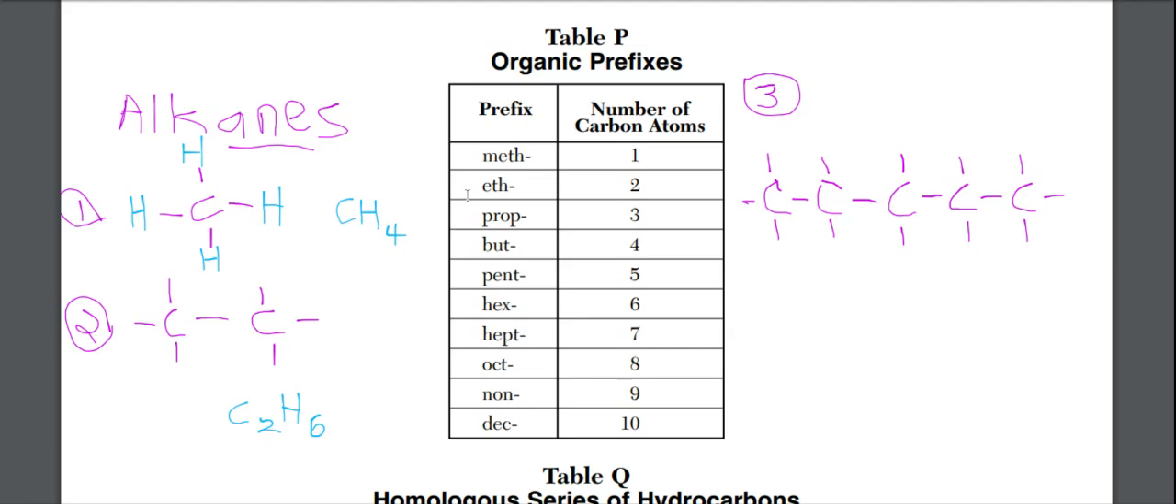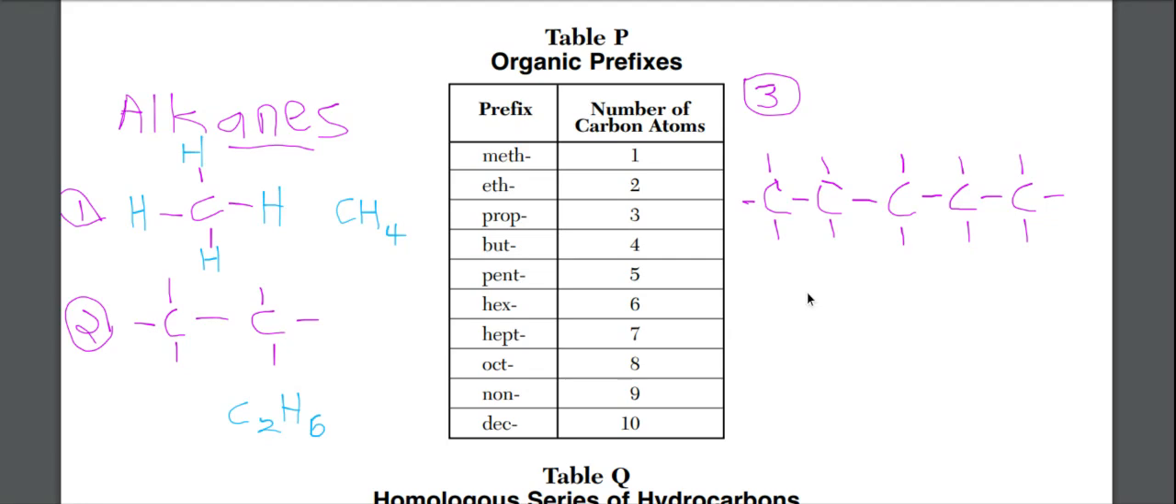And then the next in the series of the alkane family is two carbons. Two carbons, prefix is going to be eth. Since it's all single bonds, ends in ane. So this is called ethane. Hydrogen at the end of each of these single bonds, C2H6, is ethane.